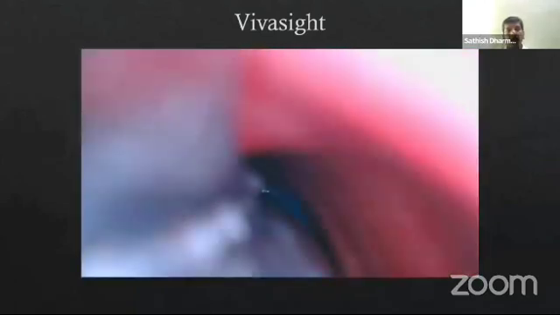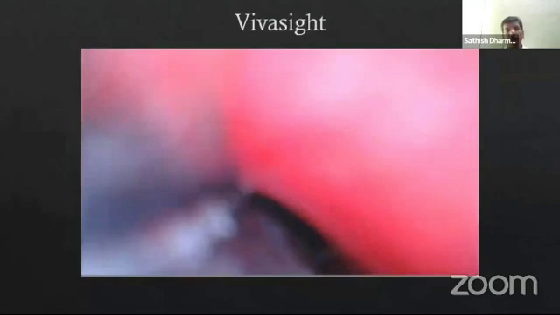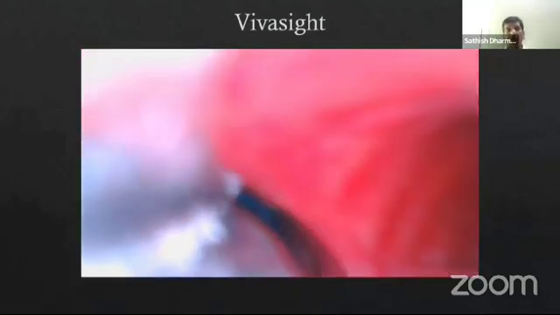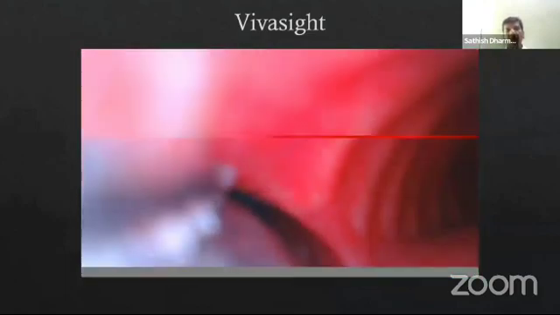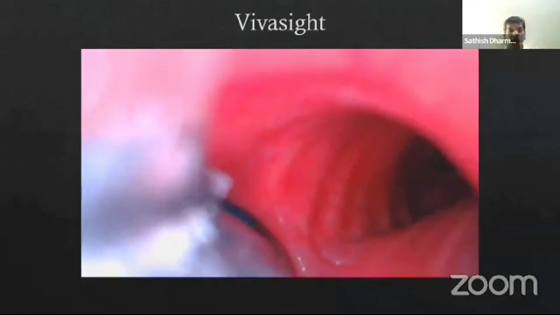You can visualize the tracheal ring there, and the bronchial cuff is very proximal here because the camera is at the level of bifurcation. Then at the level of carina, you see the left DLT has gone, the left bronchial cuff has gone inside the left bronchus.